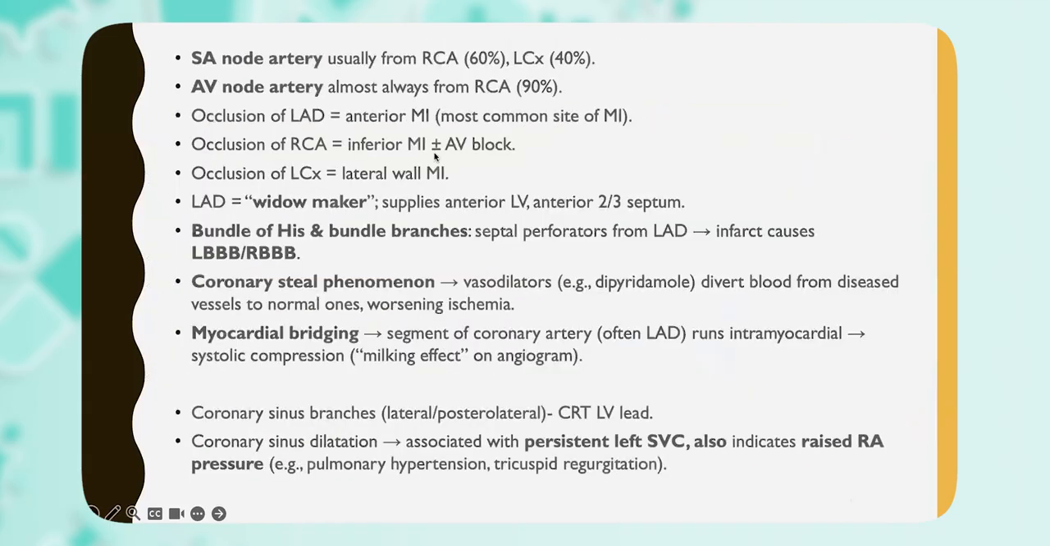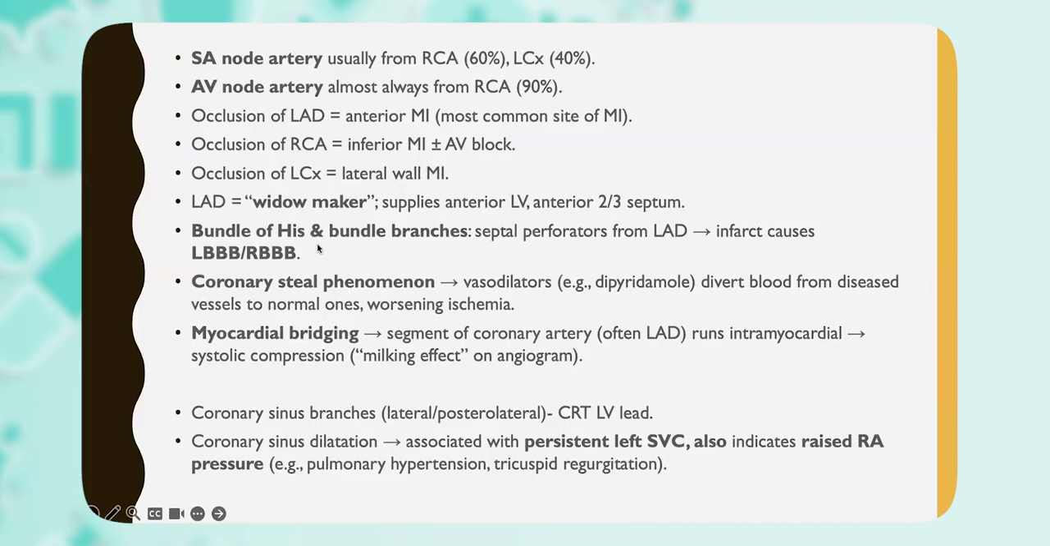So coming back here, occlusion of RCA thus causes inferior MI with or without AV block. Occlusion of LCX causes lateral wall MI. LAD is also known as a widow maker because you can understand the chances of mortality in anterior wall MI is much more since LAD supplies most of the LV myocardium. So it's called the widow maker. The chances of fatality is higher.